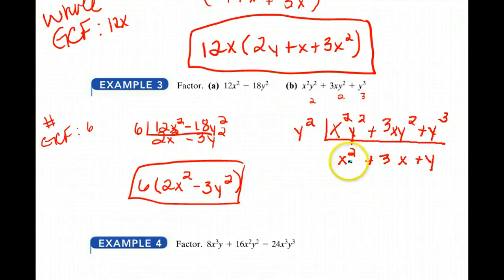Think logically about what we did here. We had 2 y's. We took 2 y's. We have no y's. We had 2 y's. We took 2 y's. We have no y's in the second term. And in the last term, we had 3 y's. We took 2 of them away, and we have 1 left. Okay? You're going to look across that expression one more time just to make sure that you've removed all of the common factors. We have. So that means our final answer is y squared times the quantity of x squared plus 3x plus y.